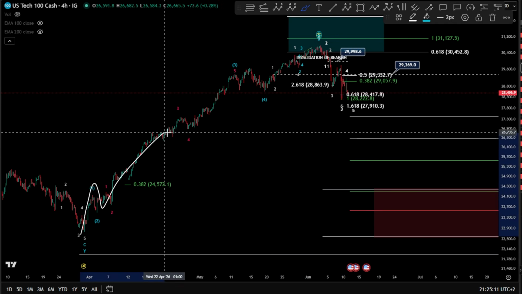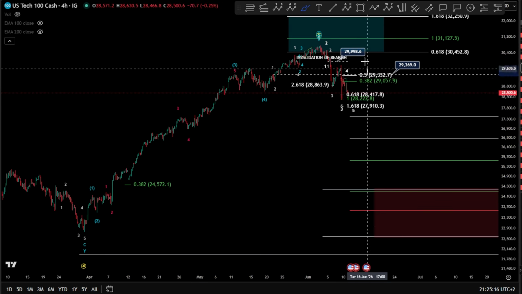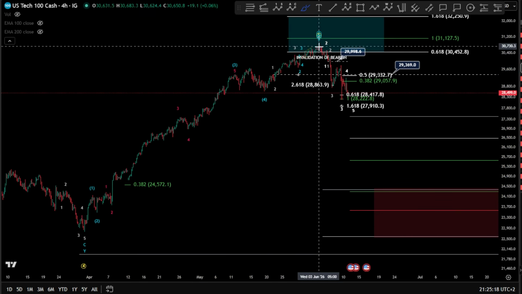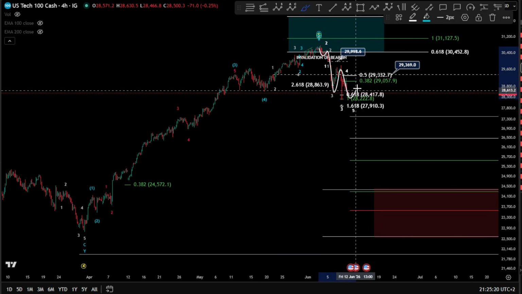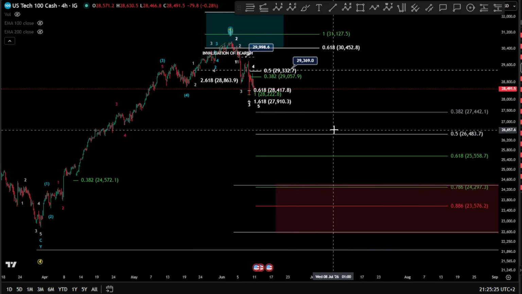We have our impulse finished, 1, 2, 3, 4, 5, as expected, of course, in our target. A signal of weakness has been given in an impulse 1, 2, 3, 4 and a 5 to reach, of course, a potential target for a wave 2.